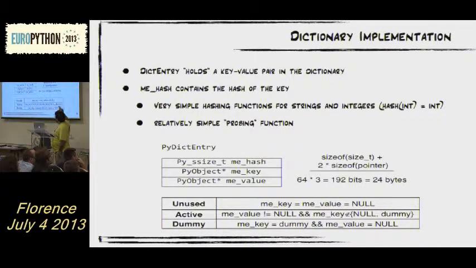And there are three kinds of keys. The unused keys, with both me_key and me_value set to null; active keys, which have me_key that is neither null nor dummy, and me_value that is not dummy and not null; and dummy keys, which have me_key that is dummy. Okay. So the idea is that me_hash contains the hash, and Python uses a very simple hashing function for strings and integers, which is something that textbooks do not advise, but they are wrong, because although theory says something, in practice this works better. Okay? For example, the hash of an integer is just the integer.